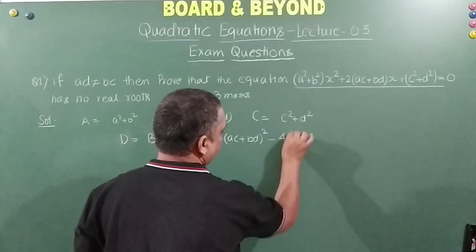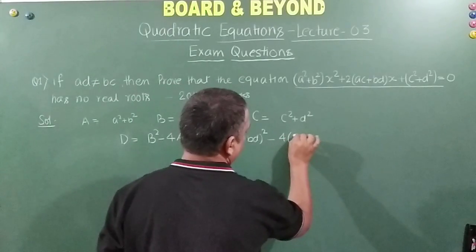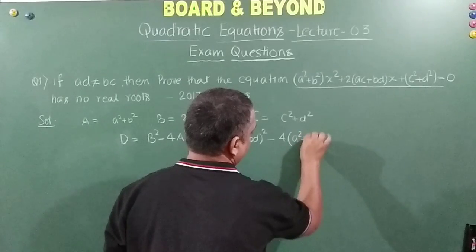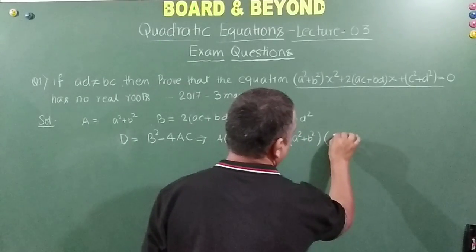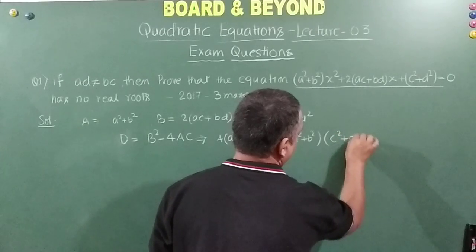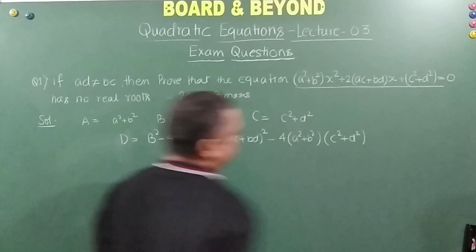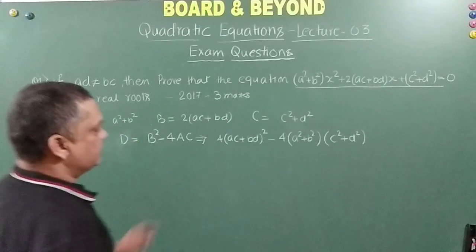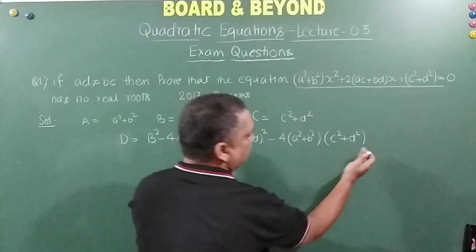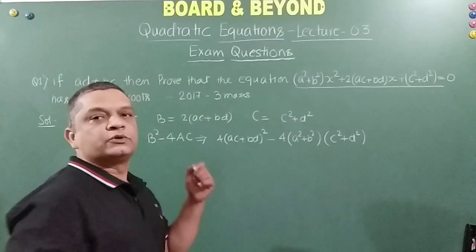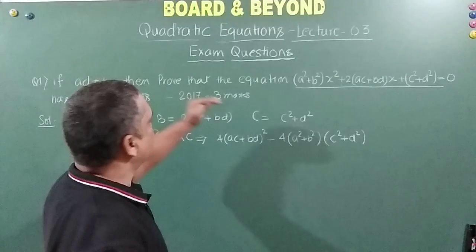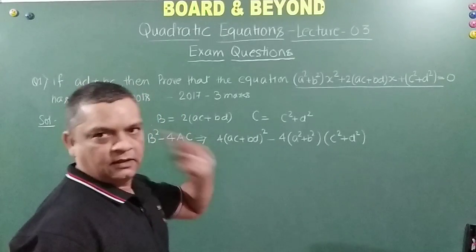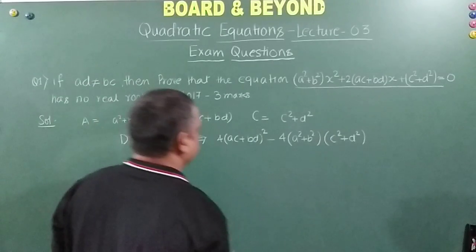4 into A is how much? A square plus b square. Into C is how much? C square plus d square. Right friends? So if we are able to show that the value of this is less than 0, we can say that this equation will not have real roots, right? So let's start solving it.